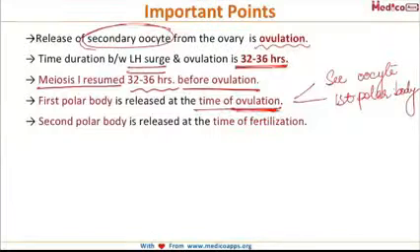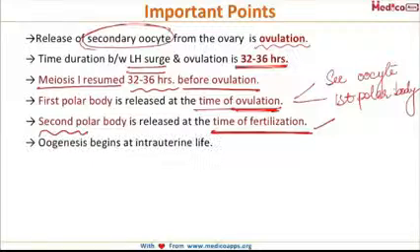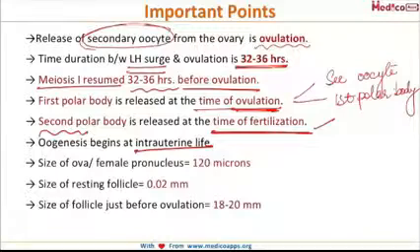And the second polar body, when is it released? It is released at the time of fertilization. Here it leads to the formation of the female pronucleus or the ovum and the second polar body. Now, as we have already told, when does oogenesis begin? It begins in intrauterine life, and this is in contrast to spermatogenesis, which begins only at the time of puberty. Now we'll talk about a few measurements.